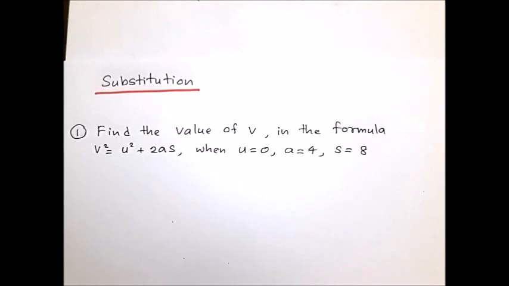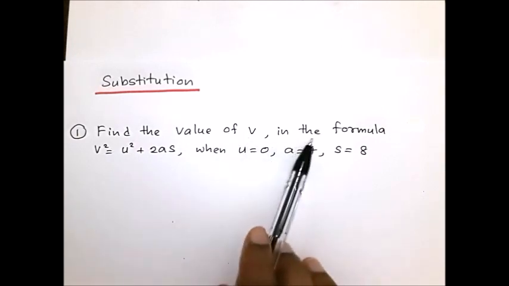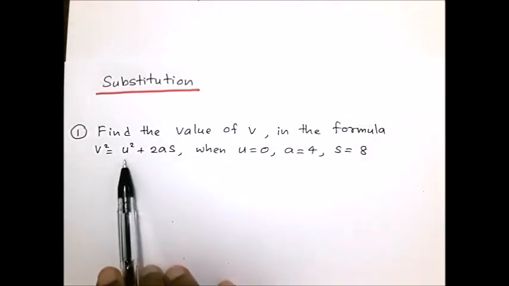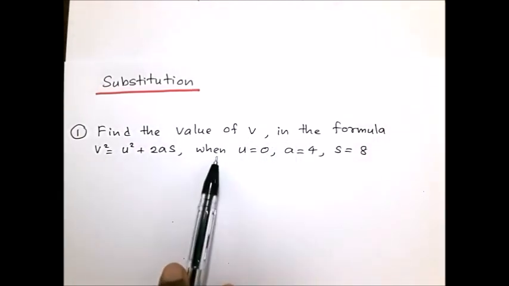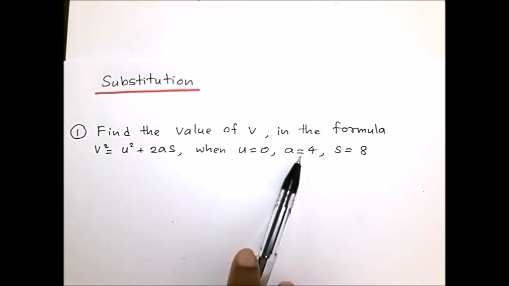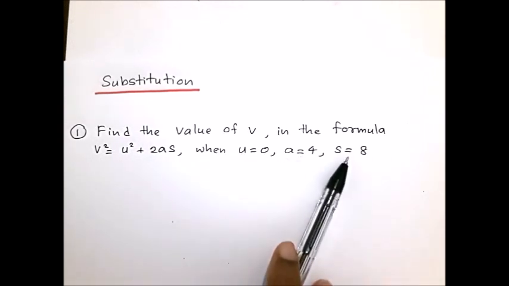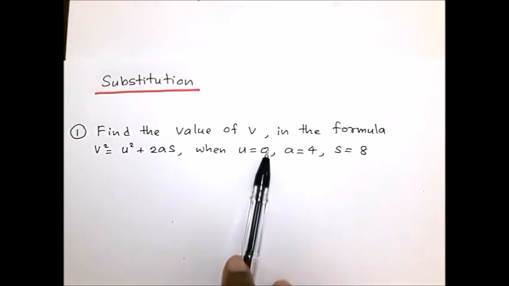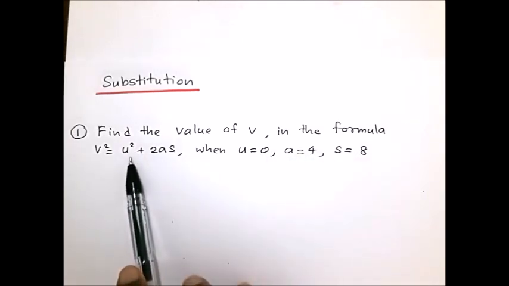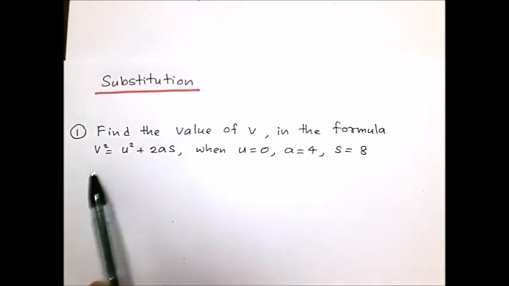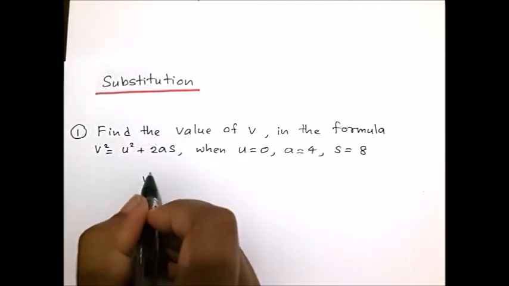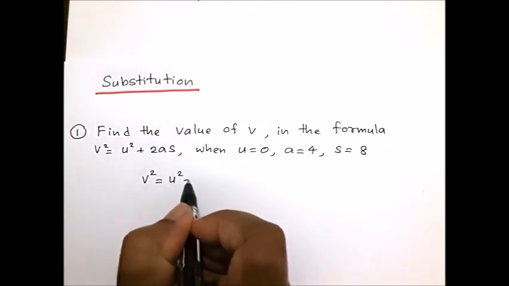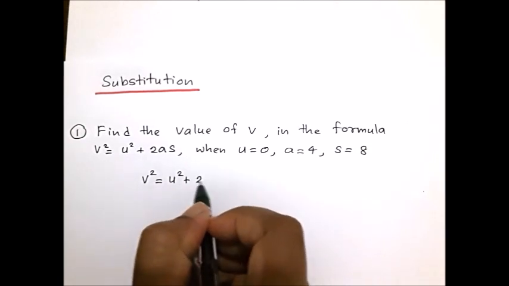In this lesson, now you have to learn substitution. Look at the first question. Find the value of v in the formula v squared equals u squared plus 2as when u equals 0, a equals 4, s equals 8. The values of these three unknown terms are given. You have to substitute these three values in this formula and find the value of v. The formula given here is v squared equals u squared plus 2as.